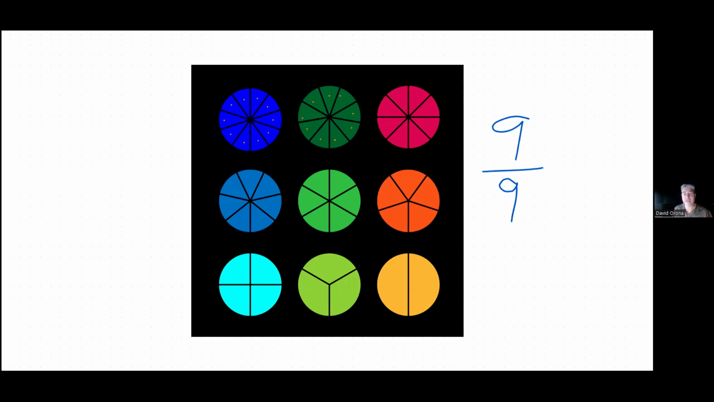Continuing on, this one has 8. 1, 2, 3, 4, 5, 6, 7, 8. All right. You can have a fraction. The smallest fraction you can have is 1/2. Okay. The one down here. 1/2 is the smallest fraction you can have. It's got 2 parts, right?